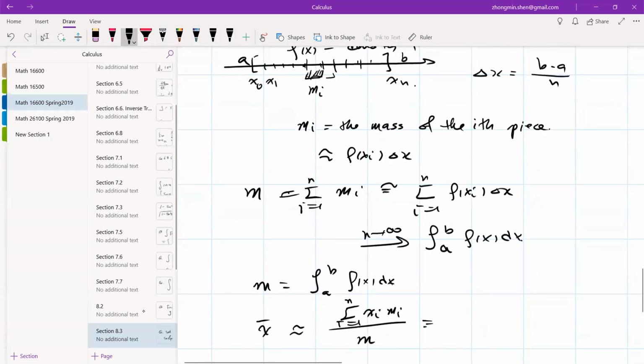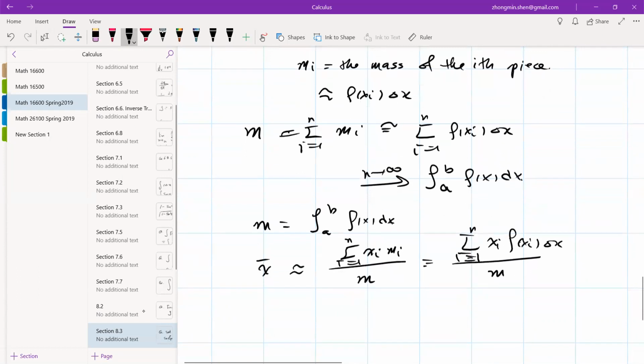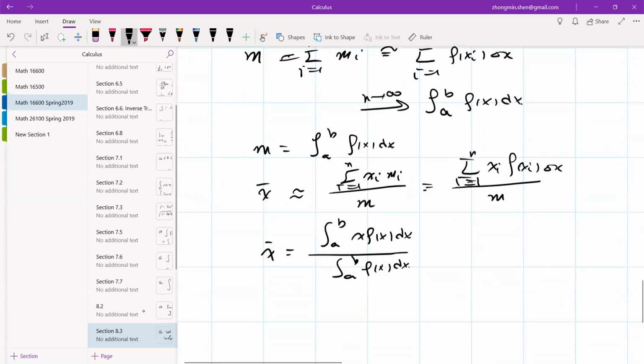Then this is going to be nothing but xi rho xi delta x. So after you take the limit, you will get the formula from a to b of x rho of x dx, and the denominator is also the integral of this density function. So this is the formula in the dimension 1 case.